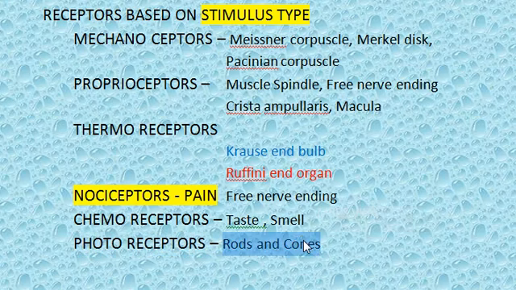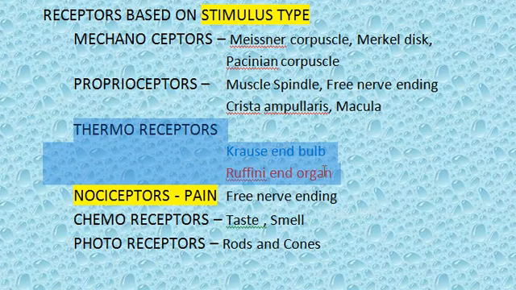Very easy. So from this video, just take back a few things. Nociceptors are for pain. Ruffini end organ, Krause end bulb, thermoreceptor. Can you remember this much? Thermoreceptors are for cold, it is Krause end bulb. For hot, it is Ruffini end organ. Nociceptors are for pain. Okay? Good.